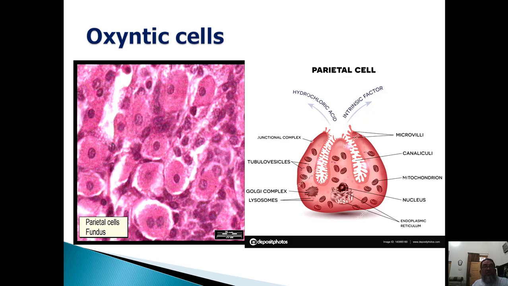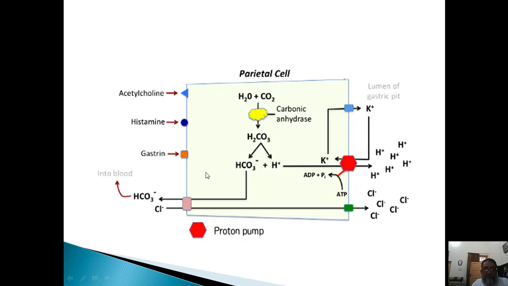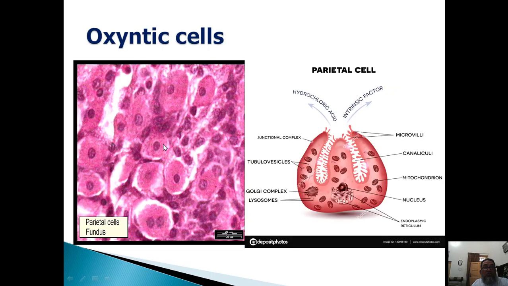Now look at the picture. This is the oxyntic cell, meaning the parietal cell. The next cell is the parietal cell, which is a highly acidophilic cell. The picture shows you that the nucleus is toward the middle, and the apical zone has intracellular canaliculi in the cytoplasm, and the nuclei are also visible. The cytoplasm is highly acidophilic. So this is the oxyntic cell, which secretes HCl as well as the intrinsic factor.